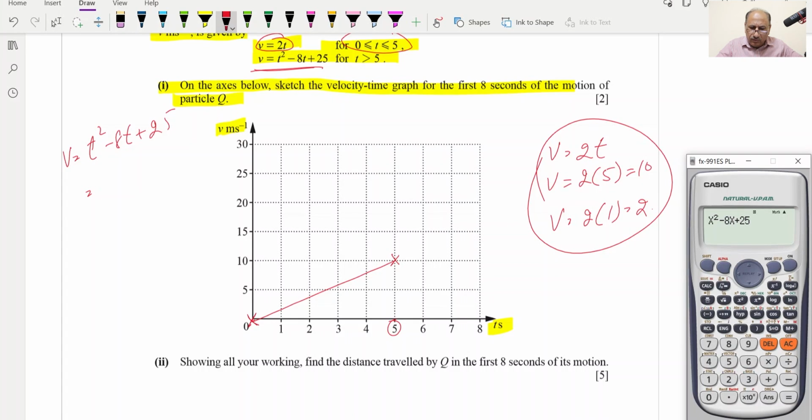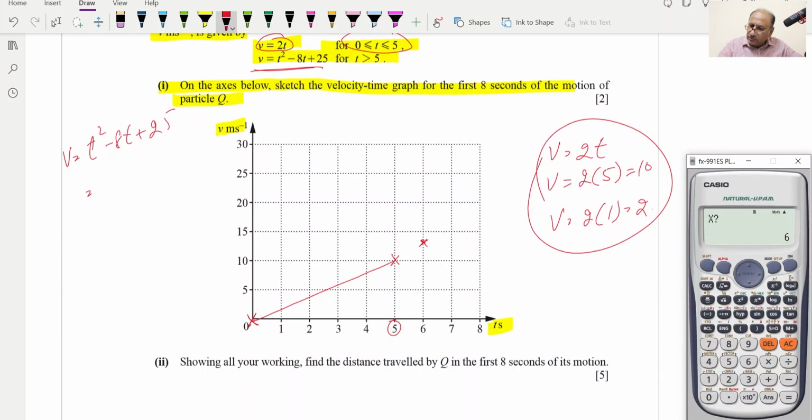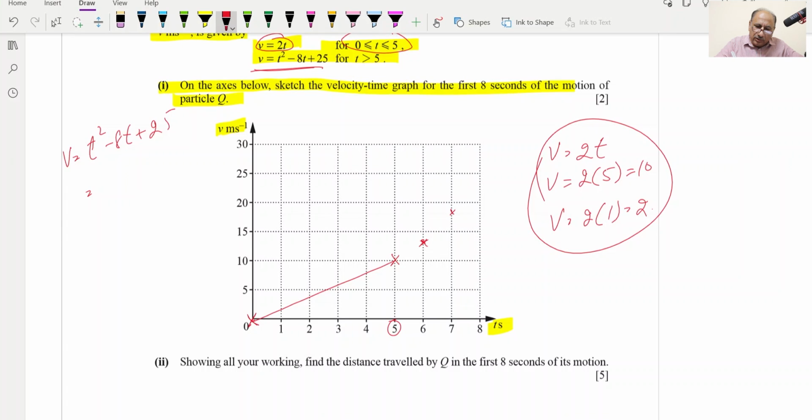So we will check for 5, calculate for 5, and this is giving us 10, which we have already pointed out. Then we can check for 6, so calculate for 6, and this is 13, so for 6 it is 13, and 13 will be this point I have marked over here. For 7 also, calculate for 7, and for 7 it is 18. So 18 will be over here.